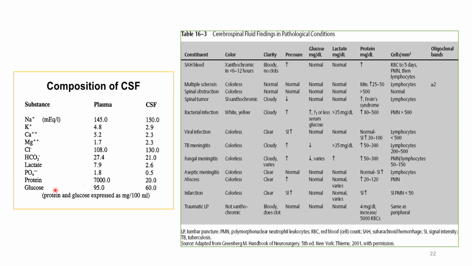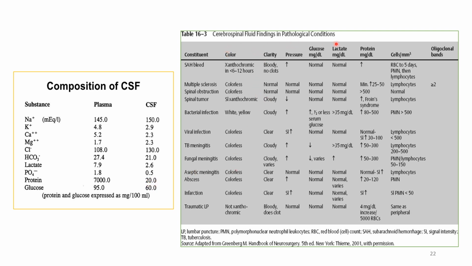Phosphate is high in the plasma, 1.8. Proteins and glucose are expressed as milligrams per 100 ml. Protein is 7000 mg per 100 ml in plasma, while 20 mg per 100 ml is present in the CSF, very much lower. Glucose is 95 mg per 100 ml in plasma, while 60 mg per 100 ml is present in the CSF. So from this, we know that sodium and chloride are very high in the CSF, while other things are higher in the plasma, and protein is much lower in the CSF.